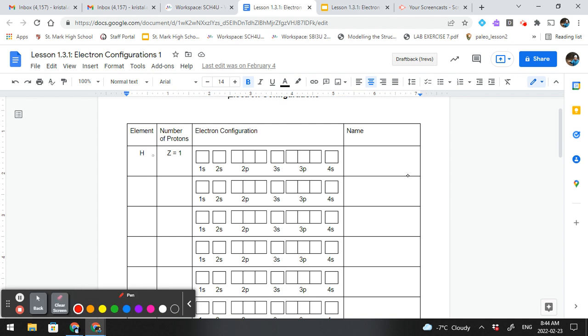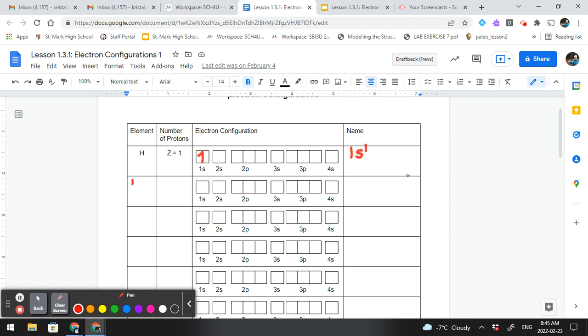Hydrogen, we know, has one proton, and in its ground state, it has also one electron. So the first orbital that gets filled for hydrogen is 1s. There's only one electron, so that's it. So its name would be 1s1.